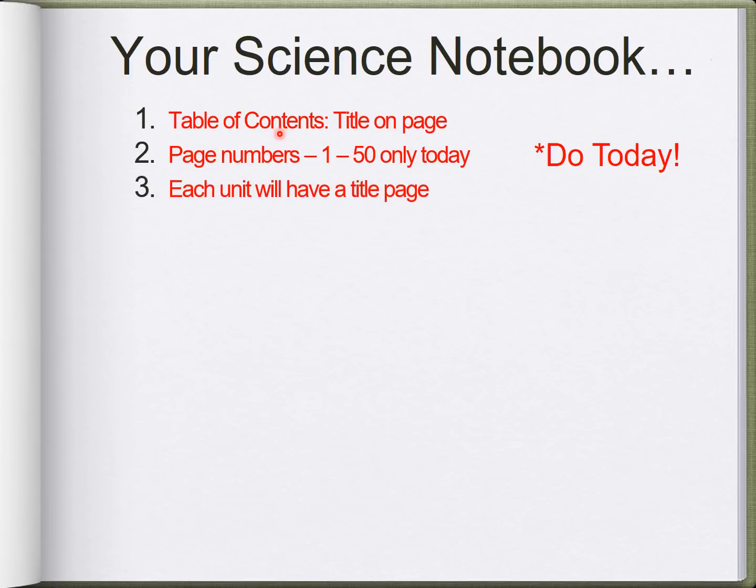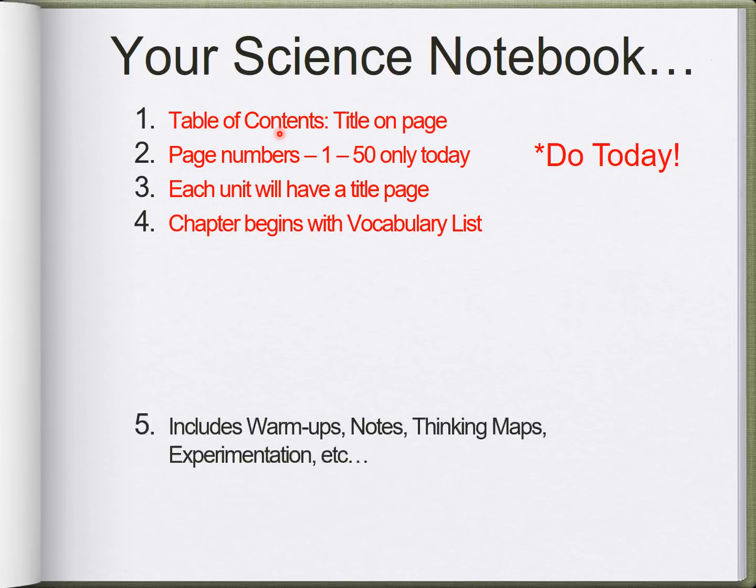Then within your science notebook, each unit that we have is going to have a title page. So if you turn your table of contents to the next page, you should use that whole page and call it, this will be your first unit, so it'll be scientific inquiry or scientific method unit, something like that. That will be your title page. Then each unit or chapter of your science notebook is going to begin with a vocabulary list. I'll give you the vocabulary list for this unit in just a second, and you can copy that down.